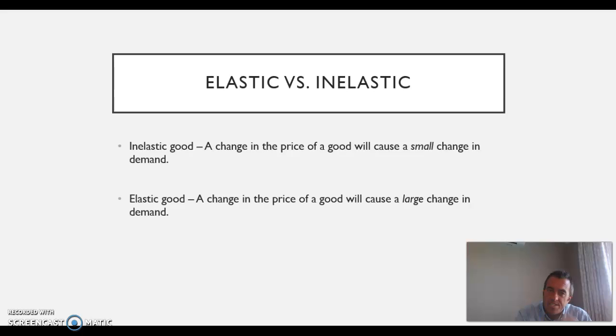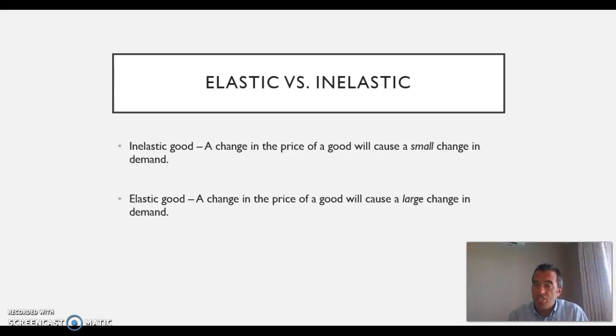Now, the distinction between an elastic and inelastic good. I'm going to apply this to my daily life. I'm going to look at a good that I consume every day, let's say coffee, Starbucks coffee. The price of Starbucks coffee increases from $3 to $3.25. Do I buy it? Well, I'd probably buy it. And if I buy it, if there's a small change in demand, I put that in italics, small change in demand, it's going to be an inelastic good.